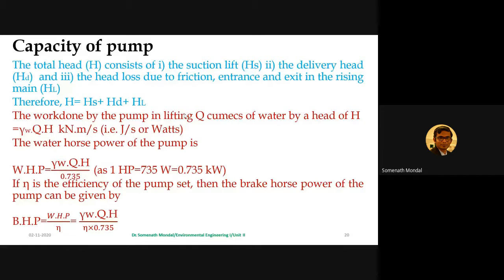Fine. So just to remember, again I am telling that there are three components which are our main concern. One is the suction lift, another one is the delivery head, another one the head loss due to friction, entrance and exit in the rising main. So H equals HS plus HD plus HL, and based on that, we can calculate the brake horsepower. Fine.